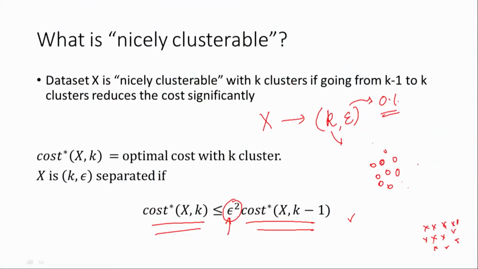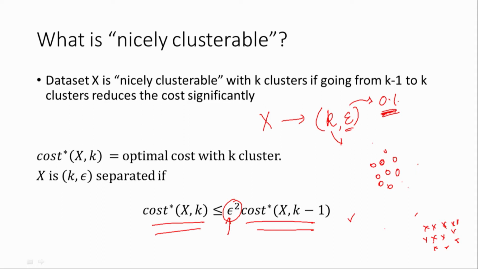I'm just throwing you this definition. Under such circumstances, we can say that k-means really shines. It gives you a very good approximation. But even otherwise, even if somebody is designing the data set to be adversarially bad for you, it doesn't do very badly. Epsilon is some small constant, used as a parameter. Think of it as some small constant less than 1.